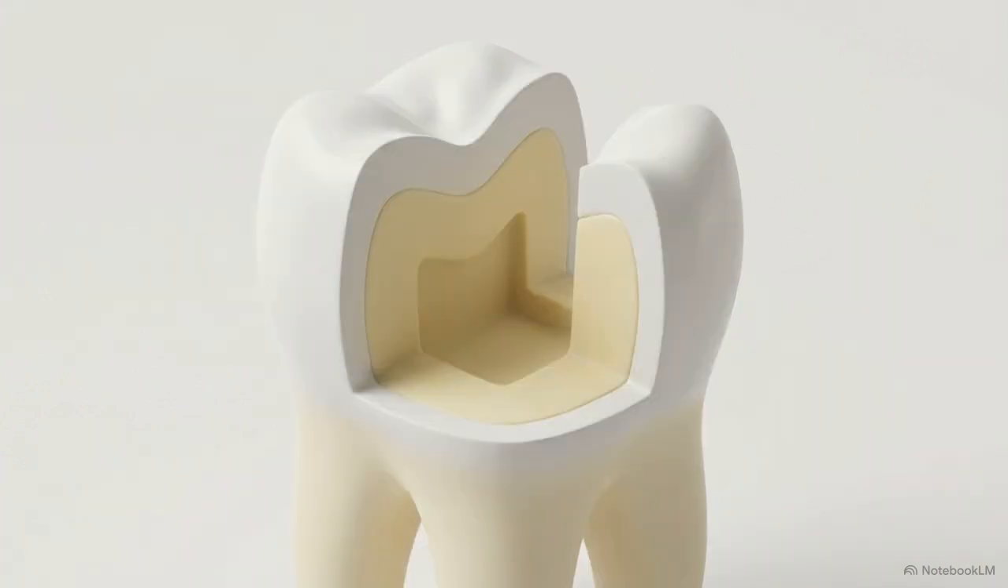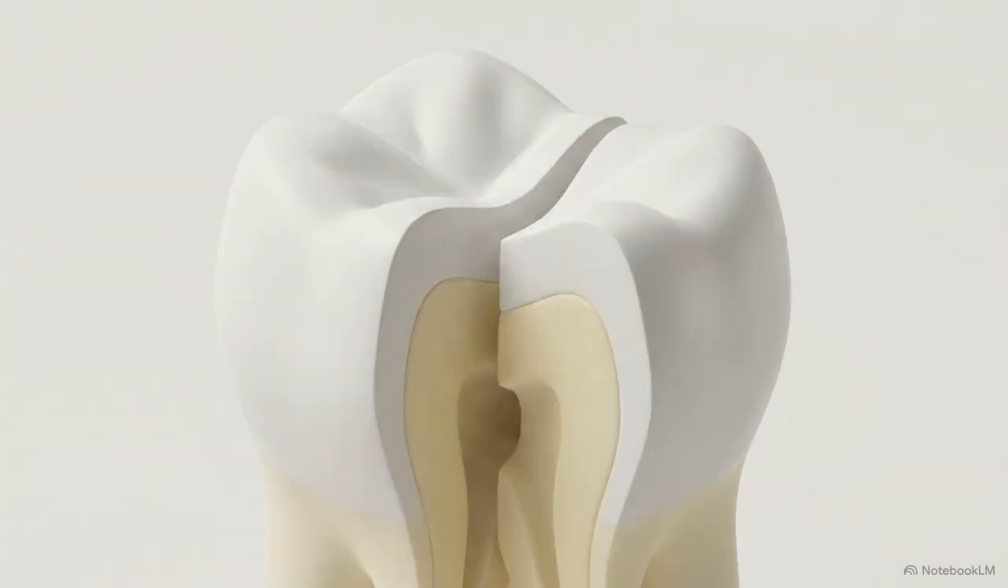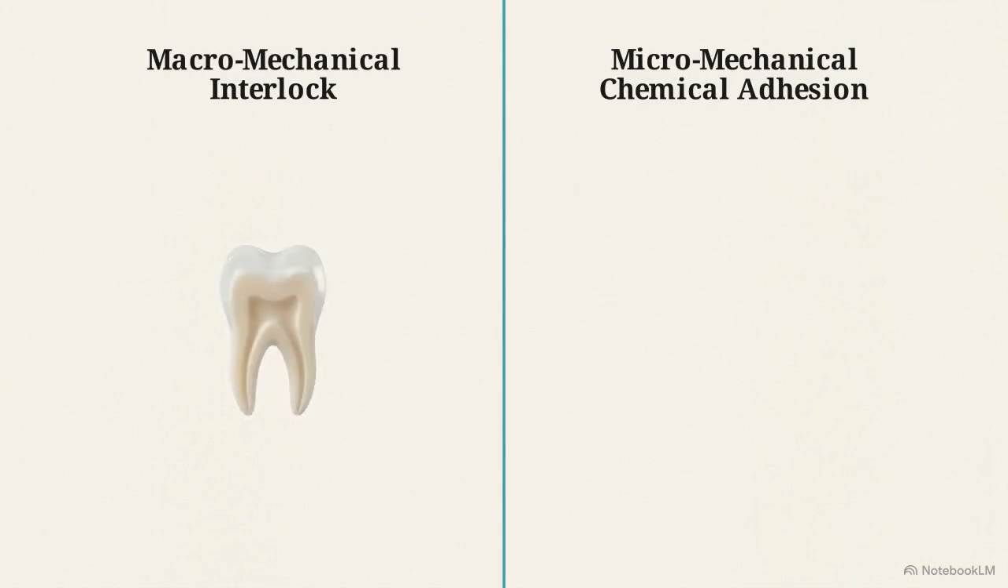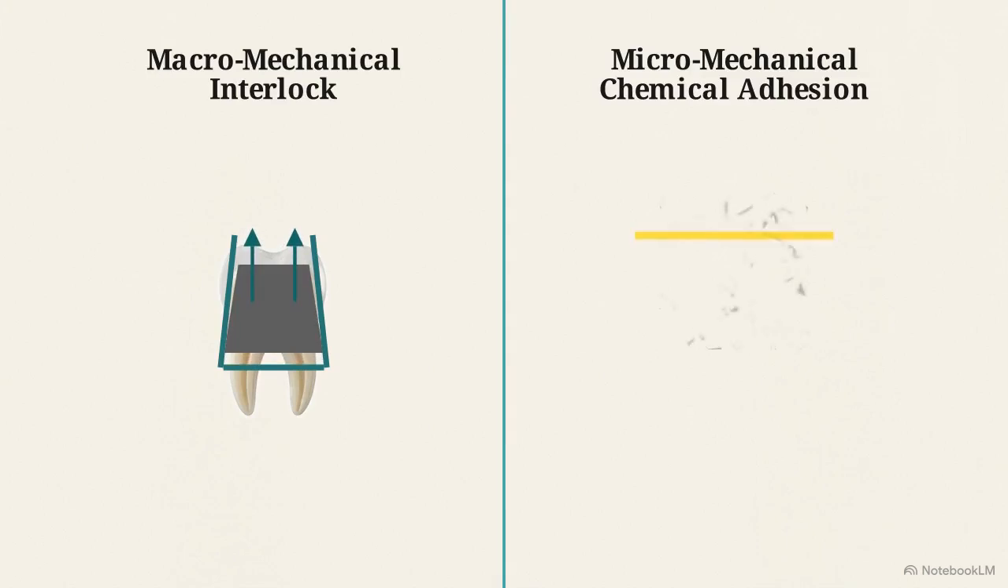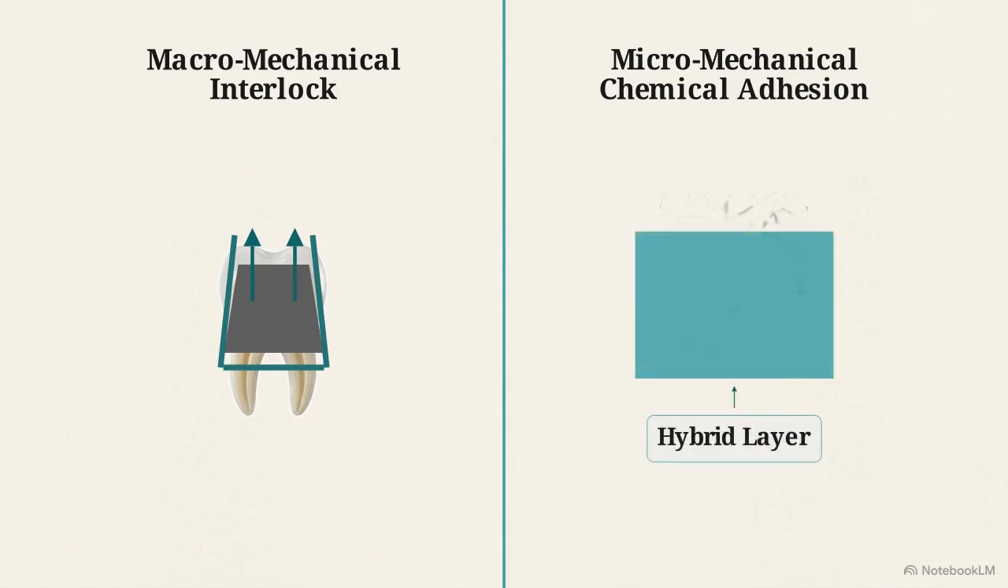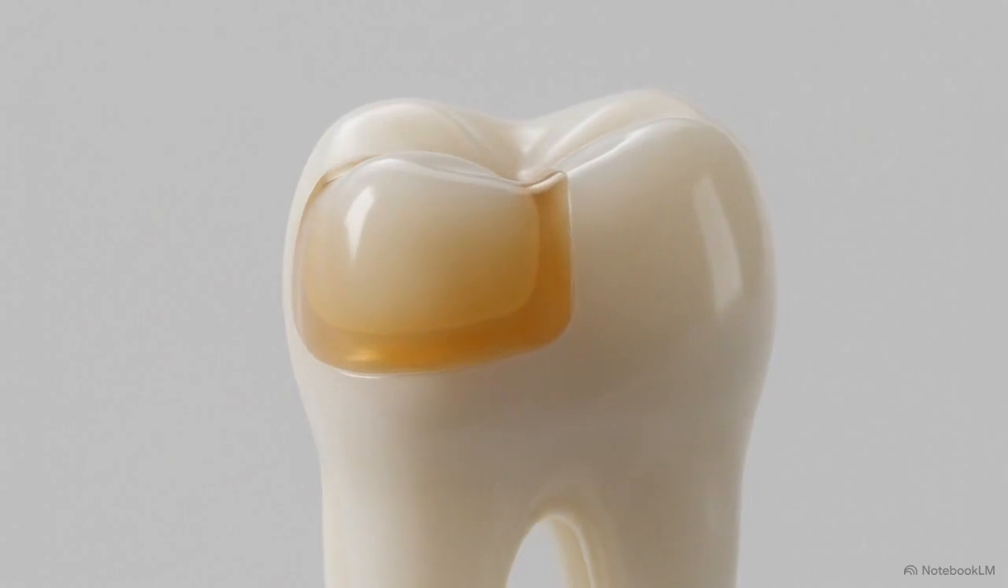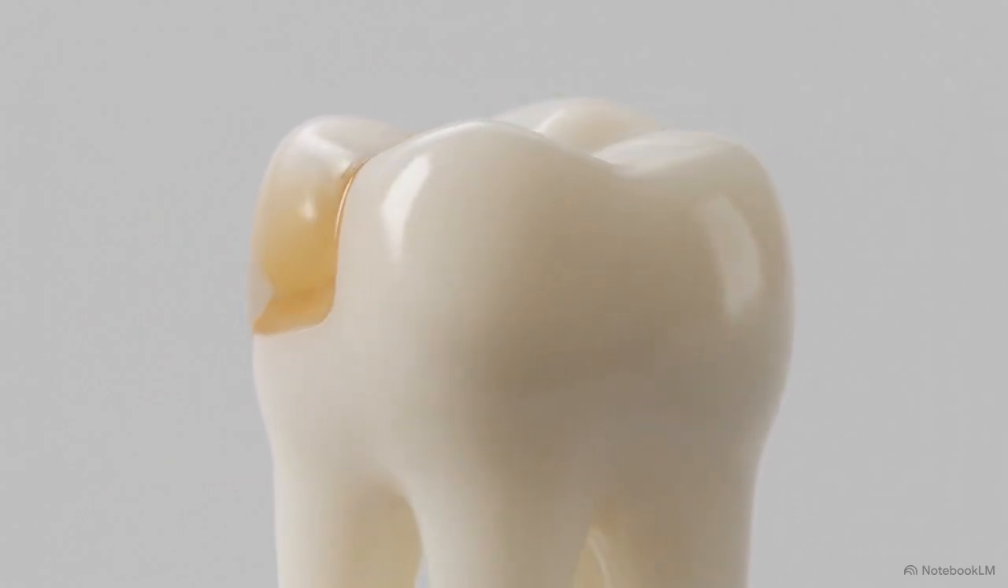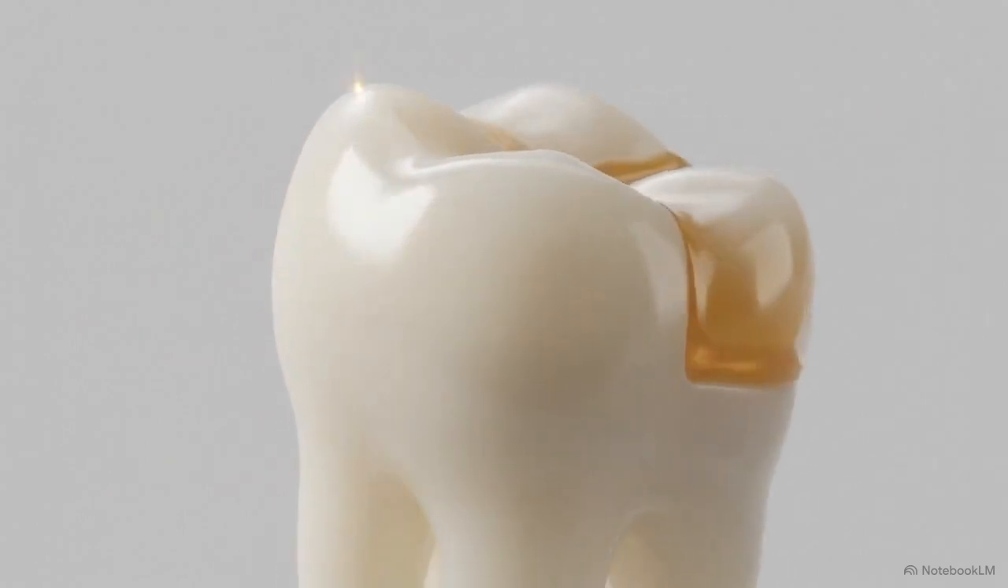A preparation may require a deep geometric box with sharp internal walls or a conservative sweeping cut that barely touches the enamel. The clinical protocol, the moisture control parameters, and the macroscopic shape of the preparation are dictated by one factor: whether the material stays inside the tooth via macromechanical interlock or micromechanical chemical adhesion. Long-term preservation of the natural tooth depends on navigating the precise mechanical and chemical requirements of these materials.